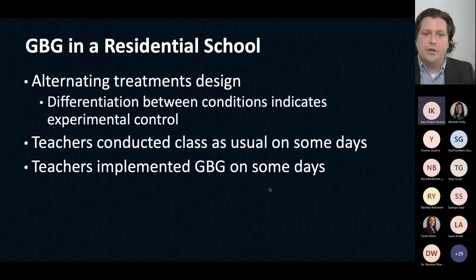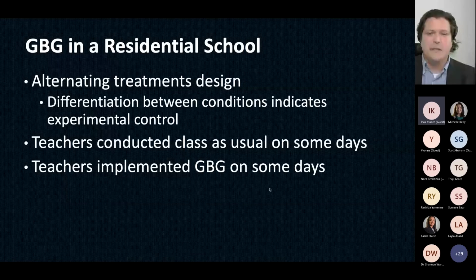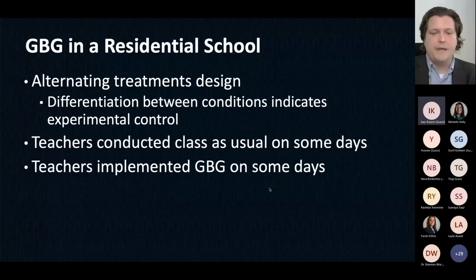In this study, we used an alternating treatments design, which is a single case research design in which you have two conditions. One was a baseline where the teachers conducted class as they normally would, and then in the other one, they implemented the good behavior game. In an alternating treatments design, differentiation between the conditions, meaning if one's high and the other one's low and they don't overlap each other, that indicates experimental control.